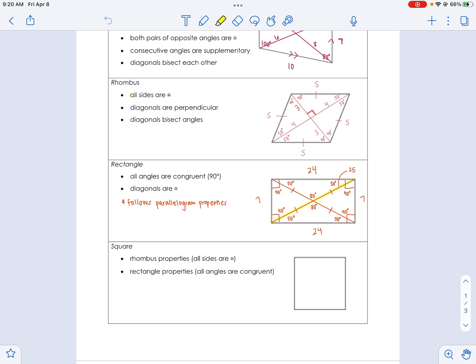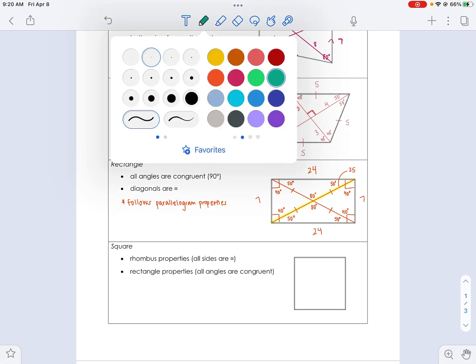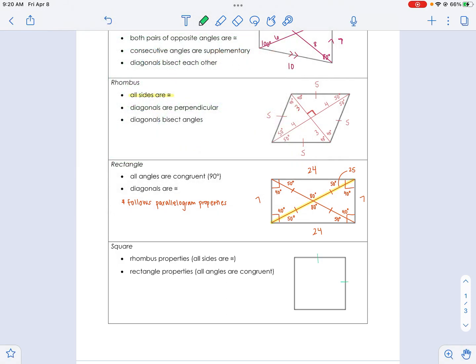Remember that our key feature of a rhombus is that all sides are congruent, and a square has all sides congruent. So I can go ahead and put ticks all the way around. That's something that you probably already knew about a square. But a square also pulls from rectangle properties, and a rectangle has all angles congruent. So think rhombus, sides congruent; rectangle, angles congruent. And a square follows both of those properties. It has all the sides congruent and all of its angles congruent.